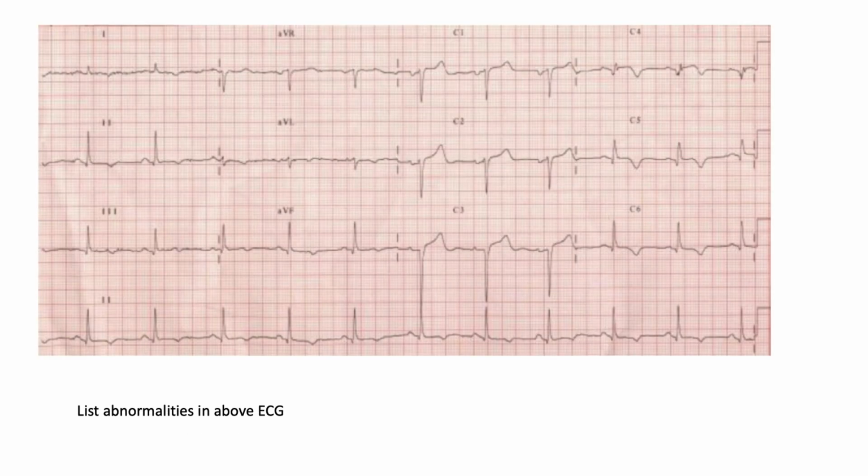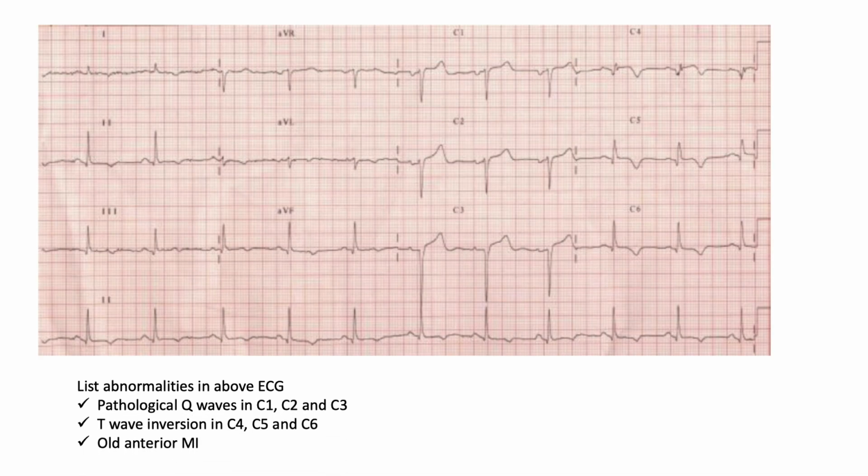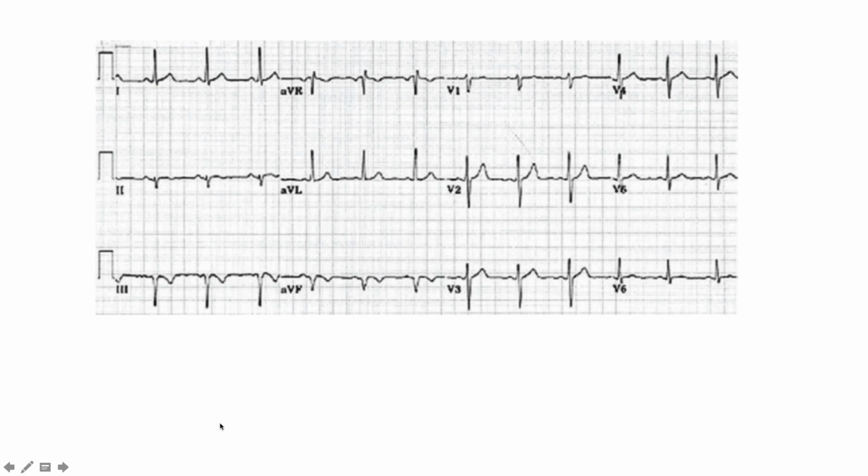Okay, what's happening here? Here we can see Q waves, right? Pathological Q waves in leads V1, V2, V3, and T wave inversion in the lateral territory, V4, V5, V6, right? Yeah, and you can see some degree of ST elevation here as well in the anteroseptal territory. This is an old anterior myocardial infarct.